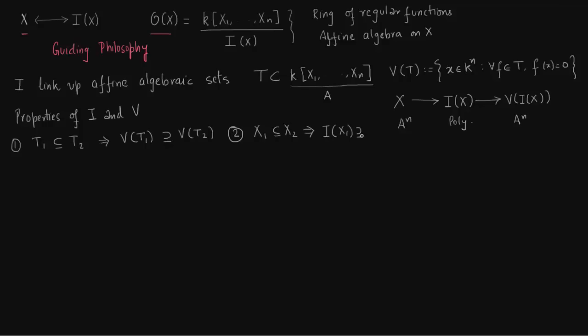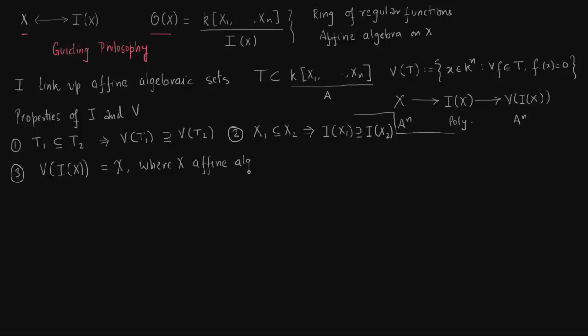Similarly for ideals, if your set gets bigger and bigger, then the polynomials vanishing on X2 would also vanish on X1. Because X1 is contained in X2, all the polynomials vanishing on X2 will obviously vanish on X1, and that's how we have the reverse inclusion.